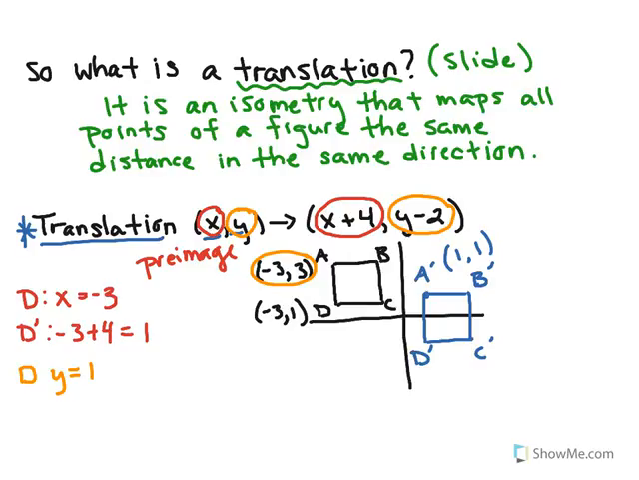And so that's for D. So D prime is going to be 1 minus 2, which is equal to -1. So I can go over here where D prime is on my graph, and down where it says D prime, I'm going to go ahead and write in -3, comma, -1. So that's how we can do a translation with this kind of information.